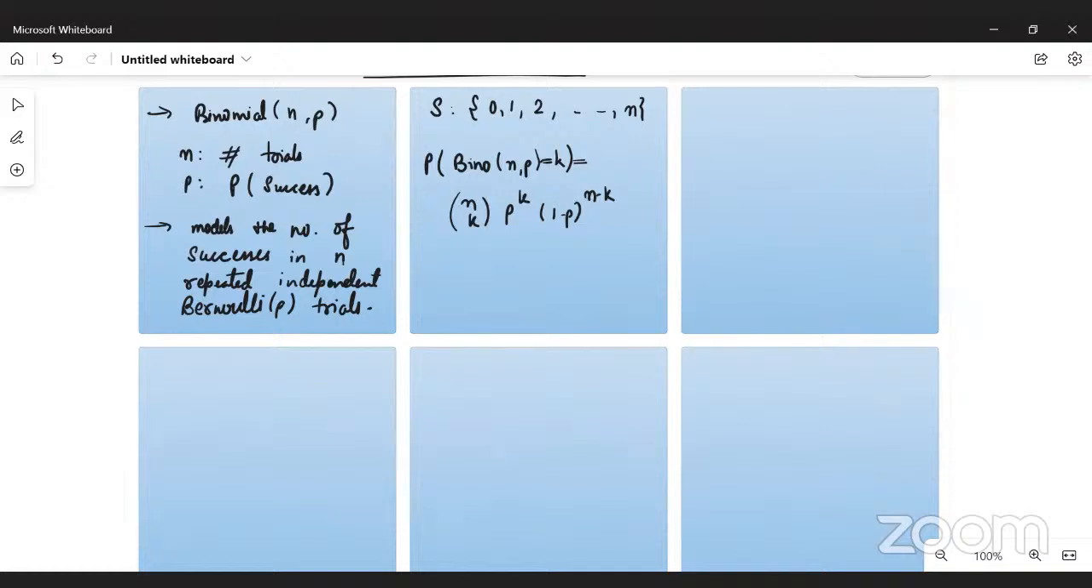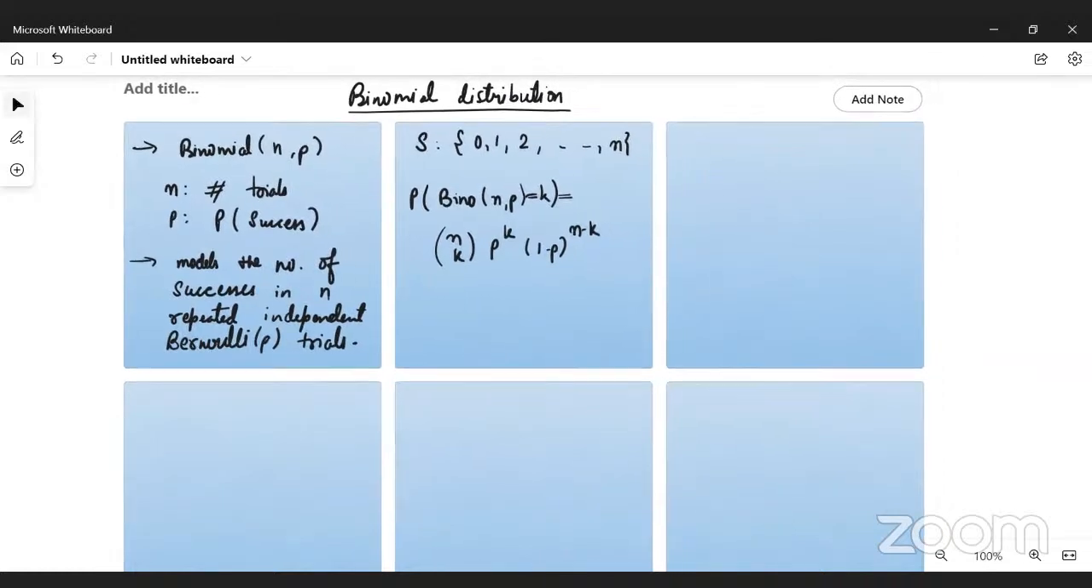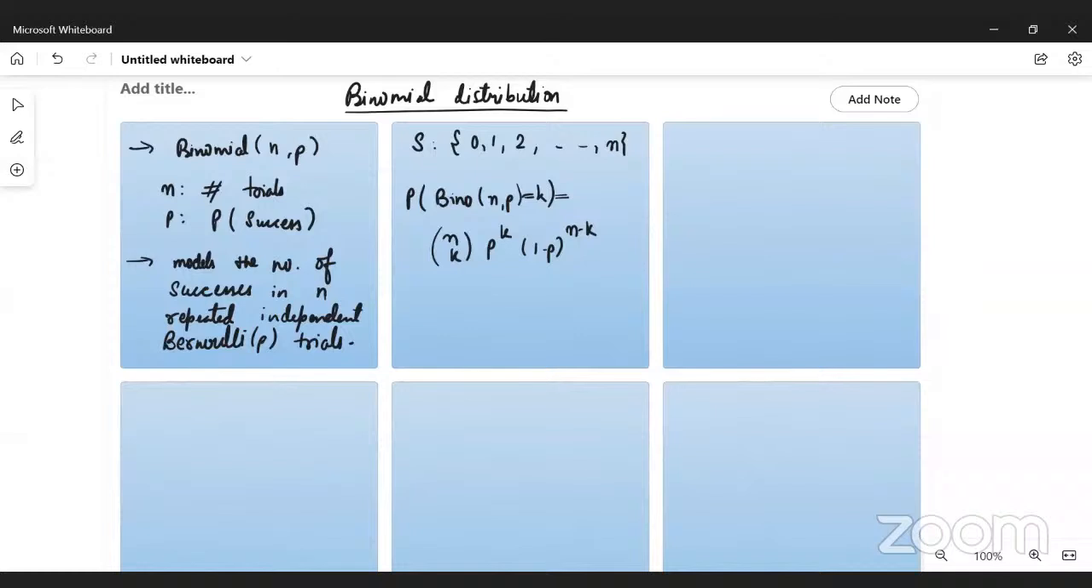Okay, so if you have a binomial distribution, its PMF is given by n choose k, p to the power k, 1 minus p to the power n minus k, right? Where n is how many times the trial is performed, k is the number of successes that you get in those n trials, and p is the probability of success.